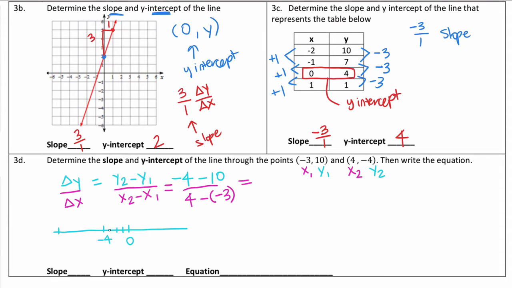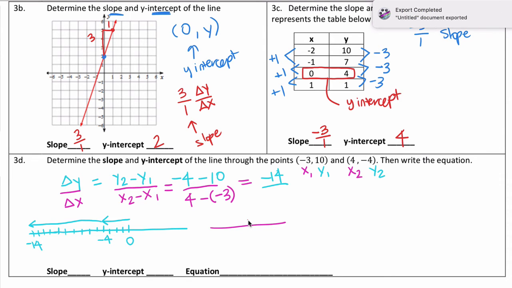1, 2, 3. I'm at negative 4, I need to take away 10. So negative 4 minus 10 means go this direction. Minus 1, 2, 3, 4, 5, 6, 7, 8, 9, 10. So that moved 10 units further into the negative. We're at negative 14. Negative 14 over, same idea of a number line, we're at 4.